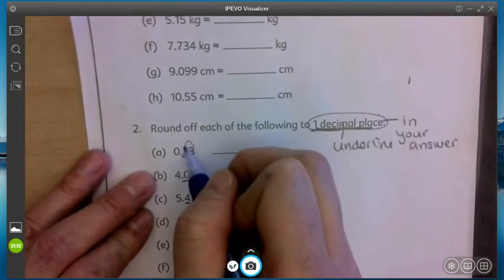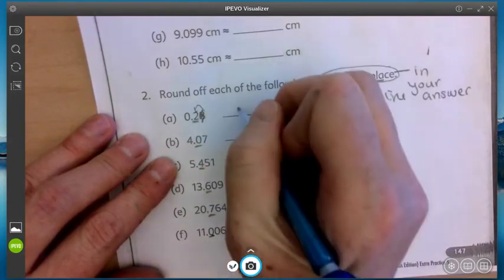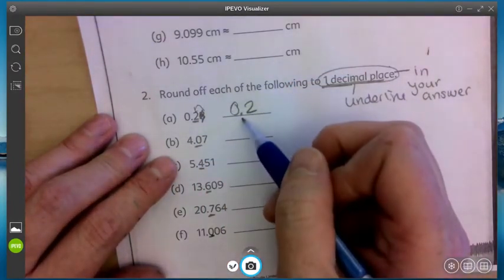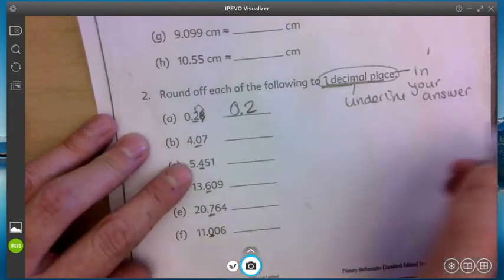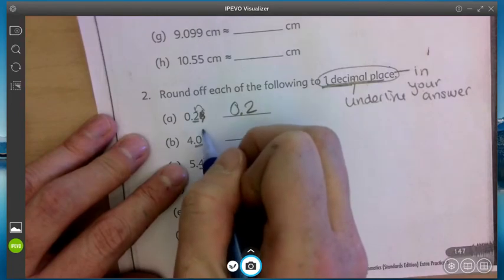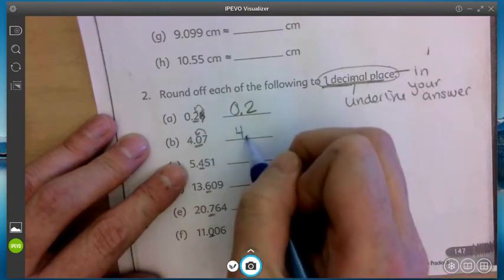Can this 3 bump up the 2? No, it's less than 4, so the 2 stays the same, and you just get rid of that. So your answer is 0.2. It only has 1 decimal spot in your answer. So for this one, we underline the first decimal space. Now, can the 7 bump up the 0? Yes, it can. So it's going to become 4.1.